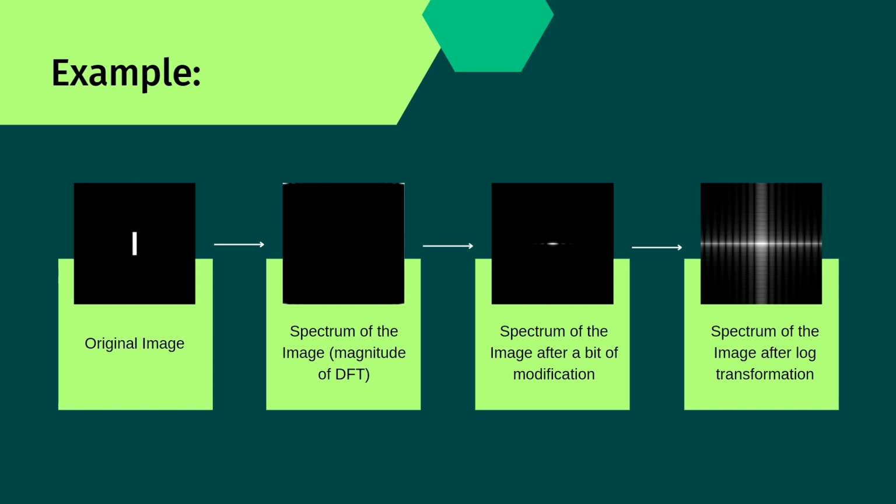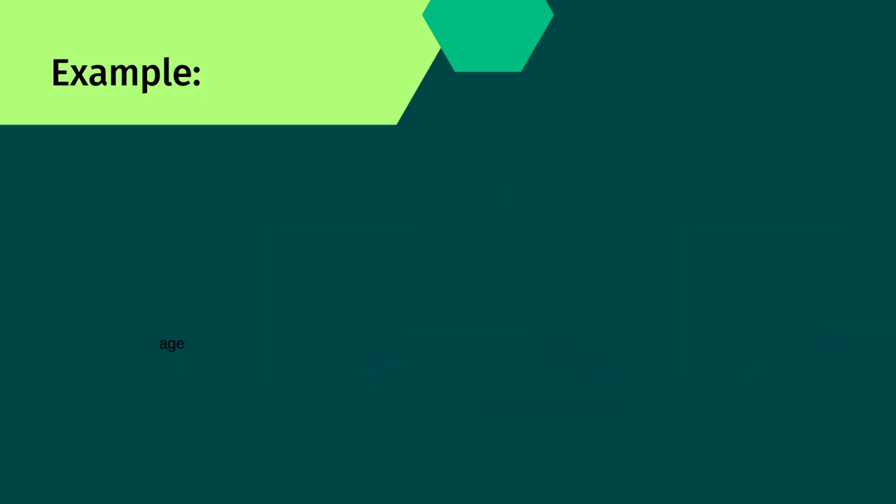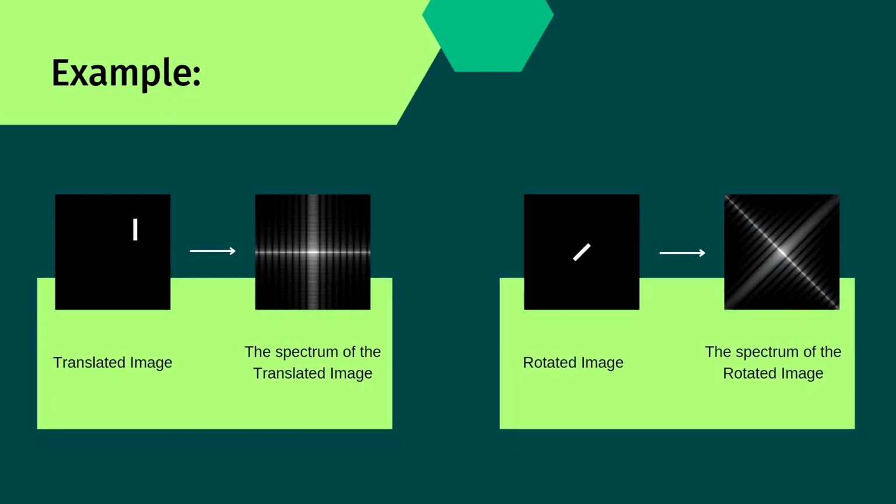Now, let us go back to the original image. In this image, we make a slight modification by moving the rectangle to a different position. As we know, the spectrum is insensitive to image translation, hence we get the same result. But if we rotate the original rectangle by a certain angle, this results in the spectrum also rotating by the same angle.